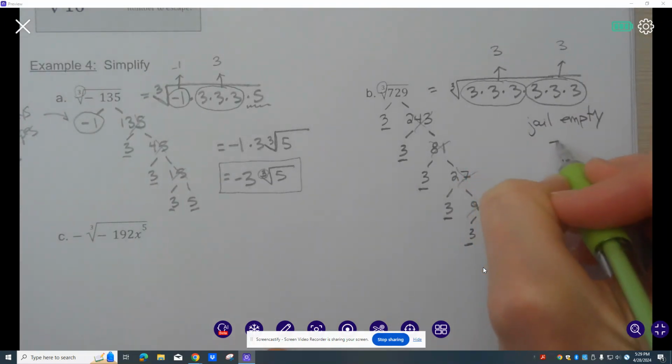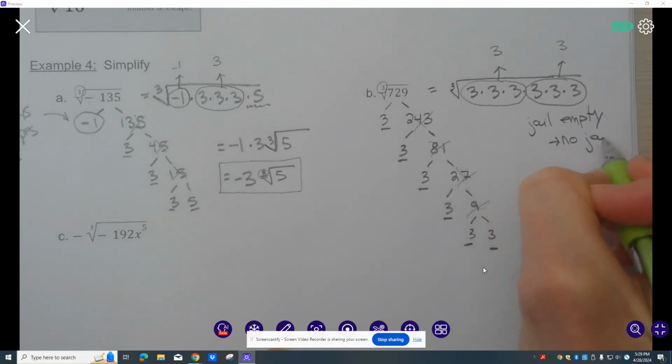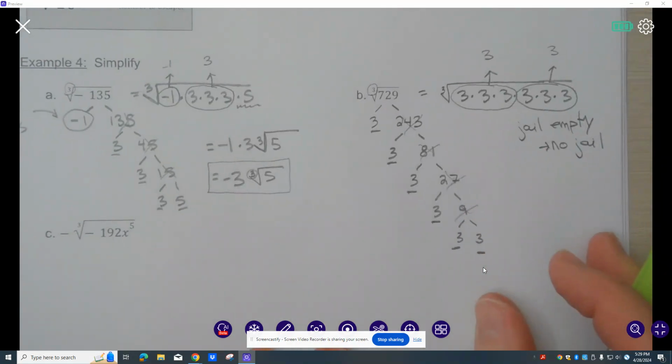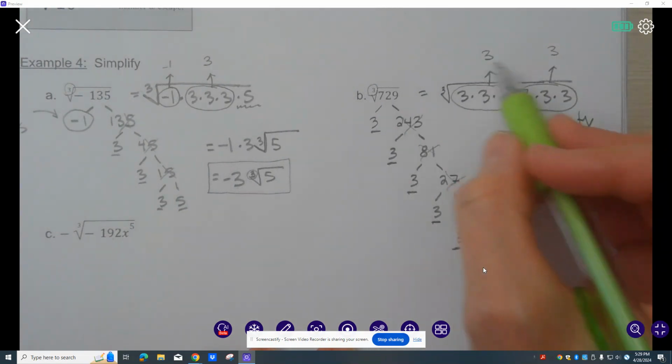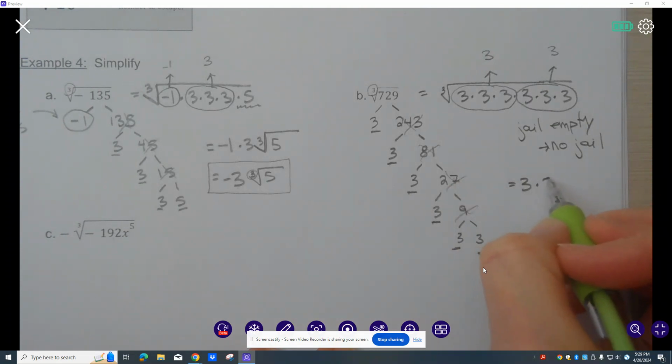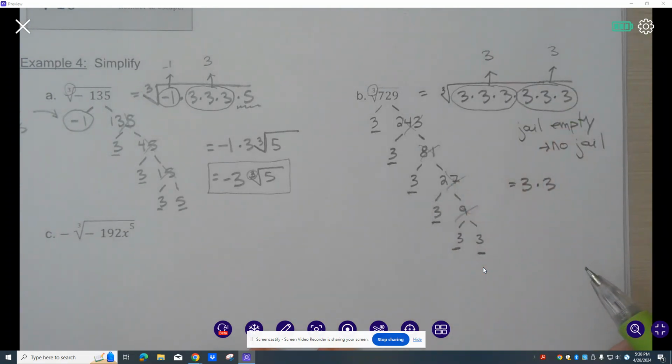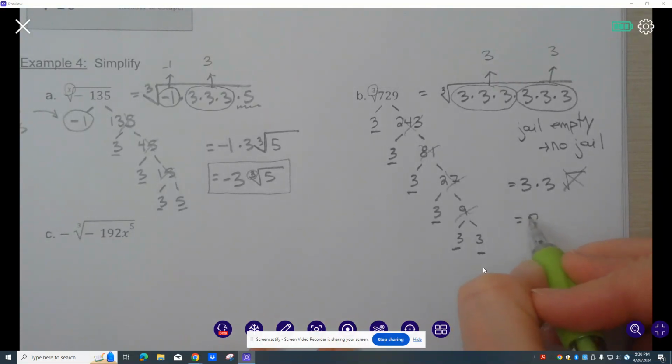Tear down the jail. So your answer will not have a radical in it or a jail or a third root. It's just going to have what is outside the jail. So what's outside the jail is a 3 times a 3. Remember, you multiply whatever's outside the jail. So right here's my empty jail. There's nothing in it. So I don't have a jail. So 3 times 3 is 9. That's my answer.